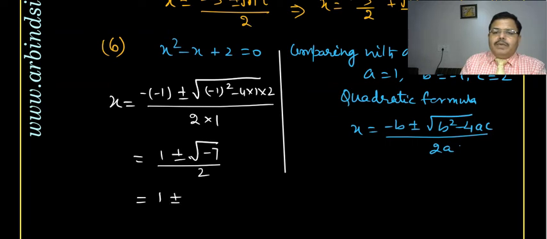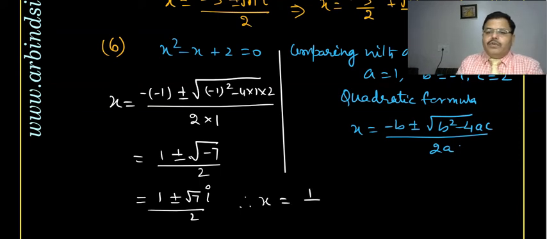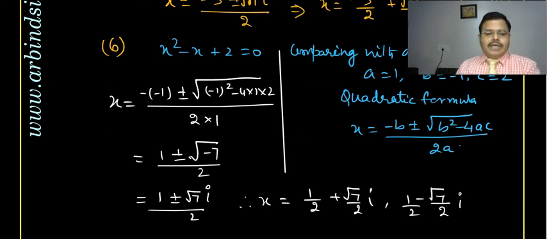So it will be 1 plus minus root 7 iota by 2, and therefore x is equal to, there are two values: 1 by 2 plus root 7 by 2 iota, and 1 by 2 minus root 7 by 2 iota. These are the two values of x.